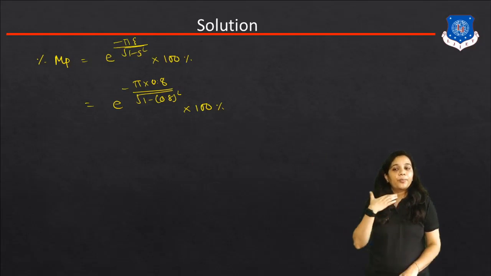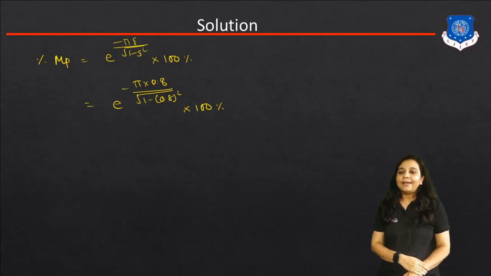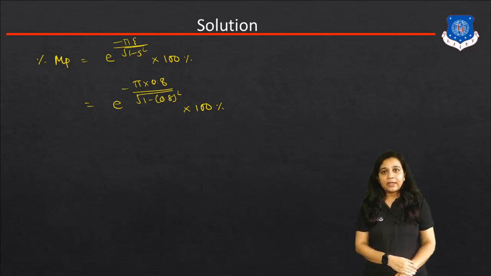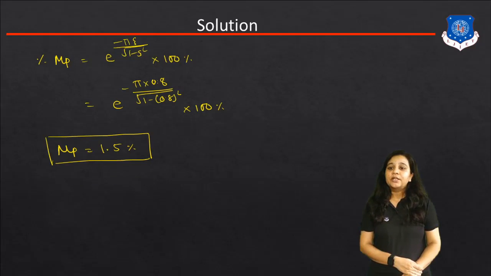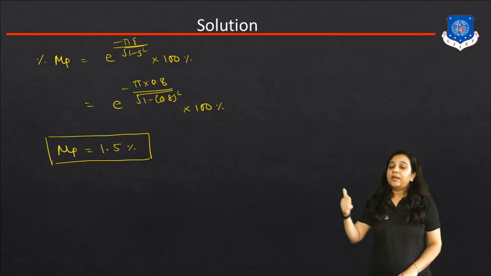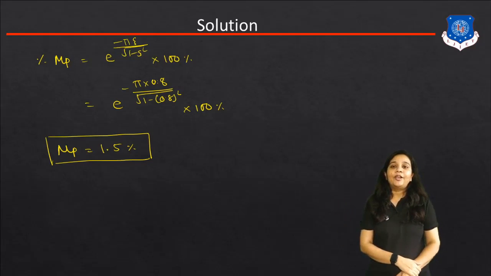Zeta is equal to 0.8. So e raised to minus pi into 0.8 upon under root of 1 minus 0.8 square into 100%. So we can get Mp, that is equal to 1.5%. So using the second order standard equation and using the value of zeta and omega n, we can easily find the value of peak overshoot.